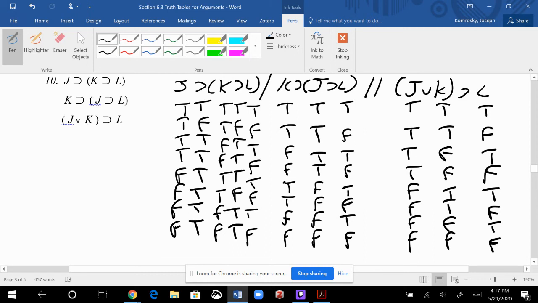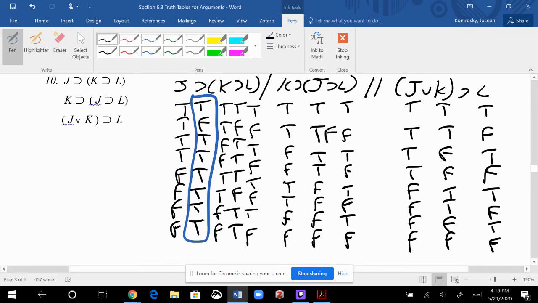So let me make sure I got this right. Okay, give me a sec. True, false. Yes, okay, so that's good. So all right, let's do this one. Very similar structure as far as the premise, just different letters. All right, so let's do what's inside the parentheses first.